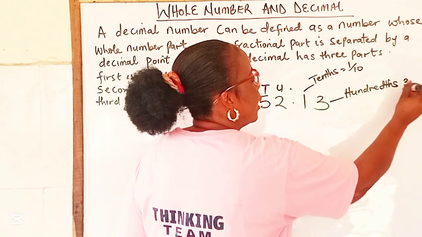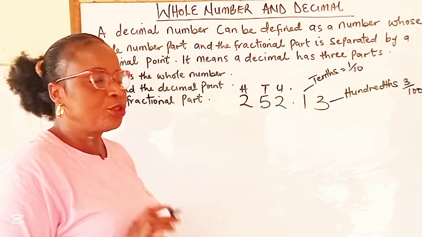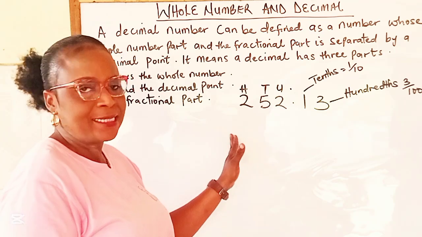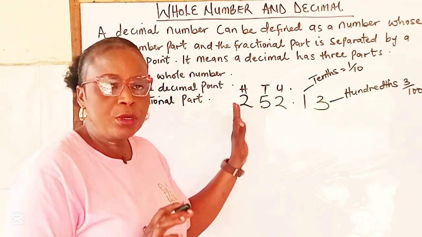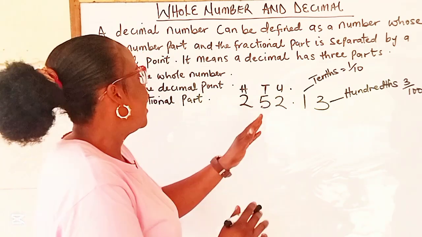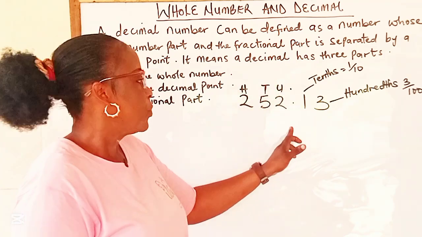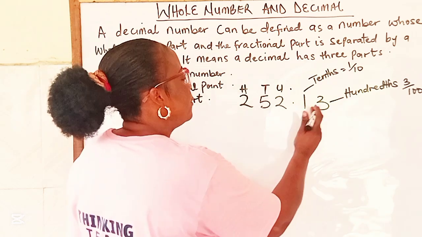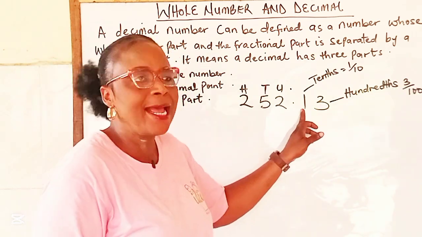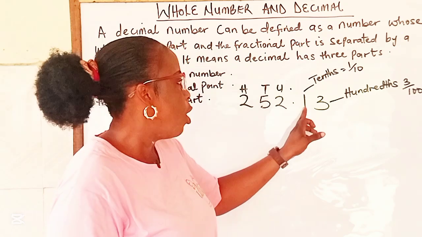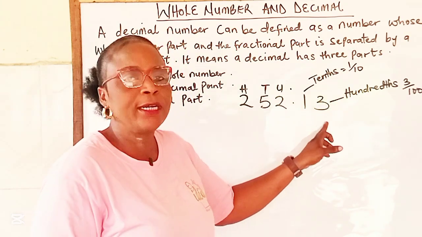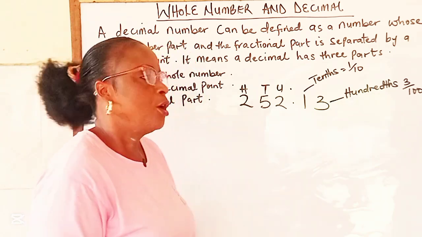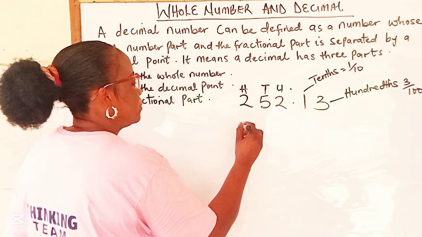or 3/100. Remember I told you that a decimal has three parts. The first part from the left-hand side is our normal hundreds, tens and units. Then we have our decimal point here. Then the next number after the decimal, from left to right, is called tenths, or 1/10. Then the next one is hundredths, or 3/100. Okay, let's draw our decimal chart.